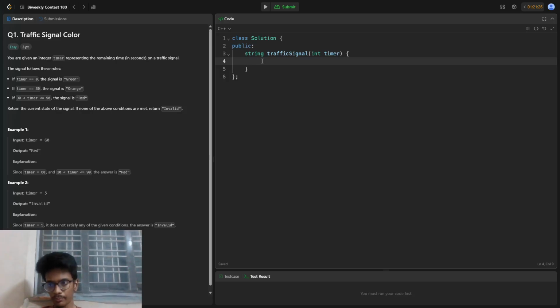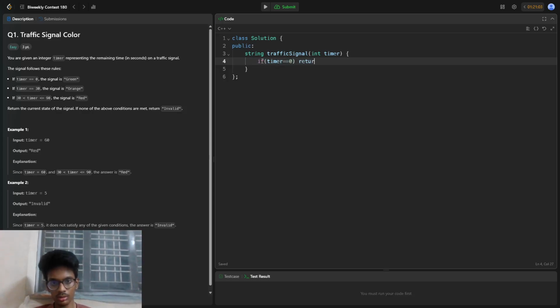You are given an integer timer representing the remaining time on a traffic signal. The signal follows rules: timer equal to 0, signal becomes green; timer equal to 30, the signal is orange; otherwise red. So I just need to write some if else statements. If timer is equal to 0, I would return green.